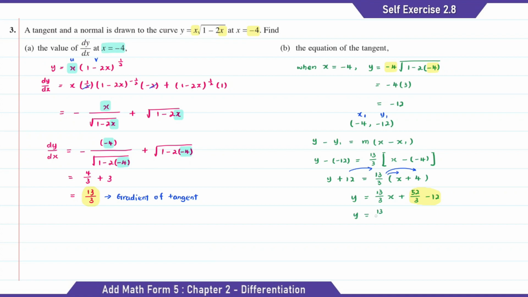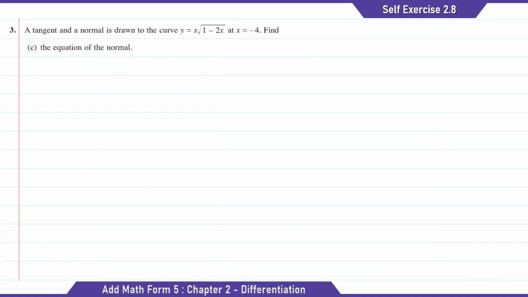Then y equal to 13 over 3x plus 16 over 3. Question C. Finds the equations of the normal. So from the previous questions, we know that the gradient of tangent is equal to 13 over 3, and the coordinates of the point is negative 4, negative 12. So when the gradient of normal multiplied with the gradient of tangent 13 over 3, the answer is negative 1. Then the gradient of normal is negative 3 over 13.